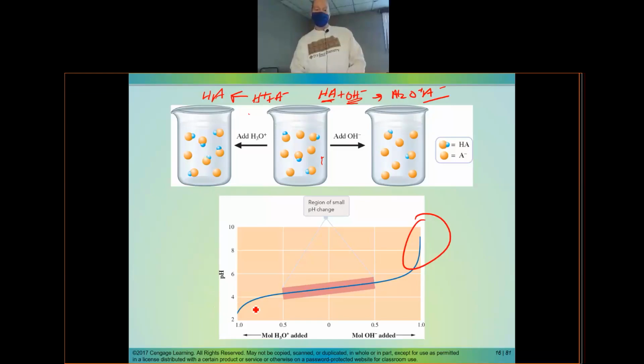Same thing on the other side. If you add too much H plus, now there's no more A minus to react with it. The pH goes down quickly. All right, so there is a buffer capacity. You can add too much H plus, you can add too much OH minus, and then no longer have a buffer.